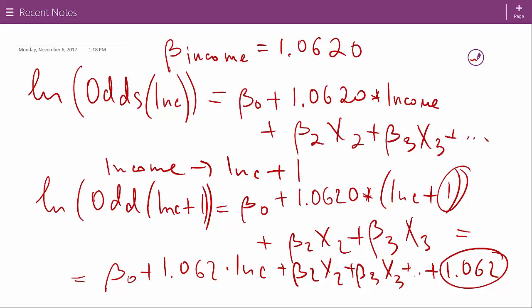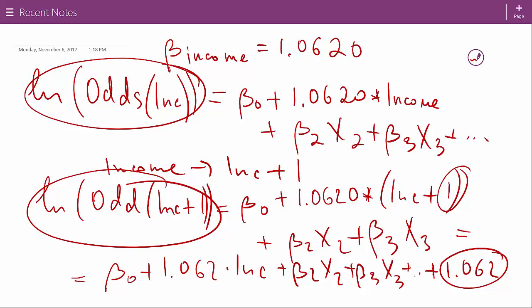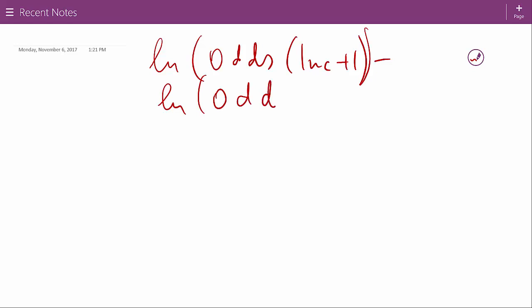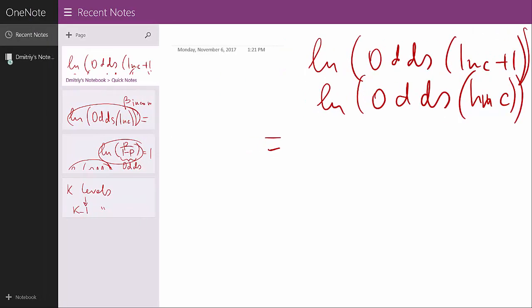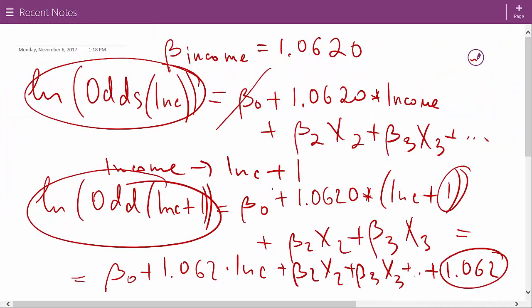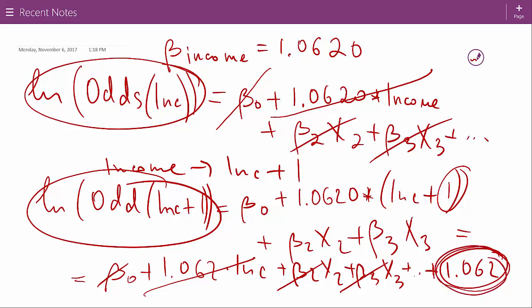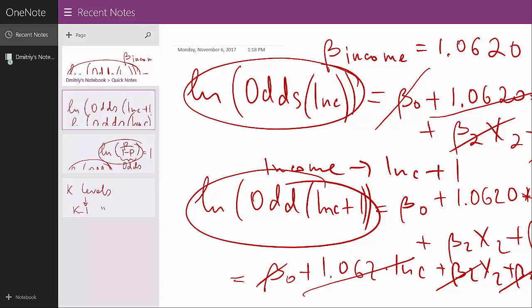Now I'm going to take this new odds and subtract the old odds. So it's going to look like that: natural log of my odds for income plus 1 minus natural log of odds when my income was at the old level before the raise, equals, let's go back. If I take the difference, then beta 0 will cancel out, and 1.062 times income will cancel out. Beta 2x2, beta 3x3, all these things cancel out. And that would be the only part remaining.